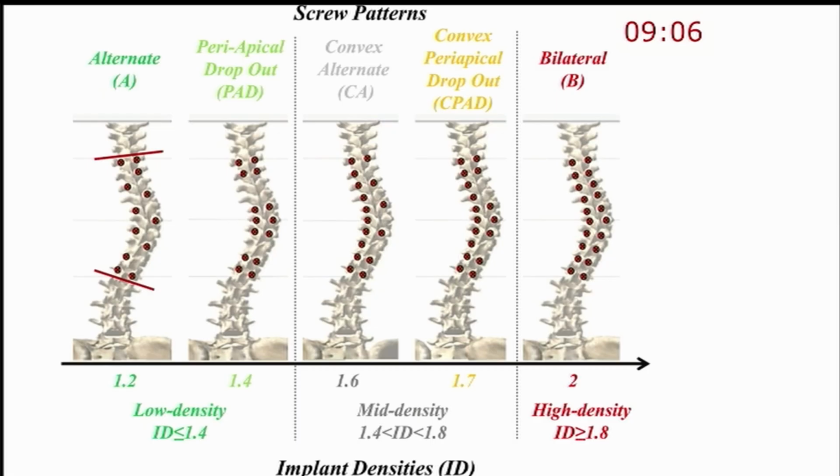As an example, if we count the screws, 1, 2, 3, 4, 5, 6, 7, 8, 9, 10, 11, 12, for 10 levels. And so if we divide the 11 by 10, it will be 1.2, this is low density. Intermediate density is less than 1.8, and the high density will be 2.